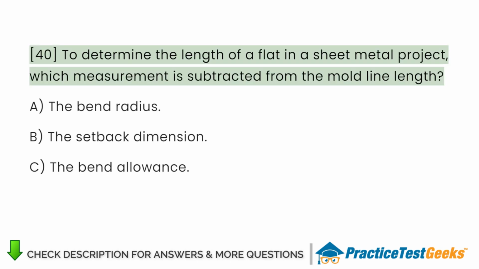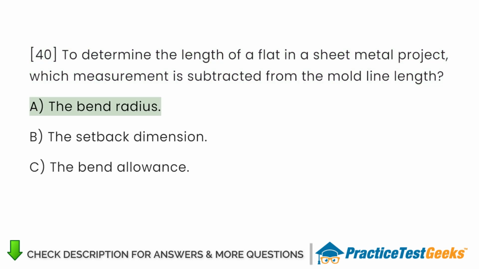To determine the length of a flat in a sheet metal project, which measurement is subtracted from the mold line length? A. The bend radius. B. The setback dimension. C. The bend allowance.